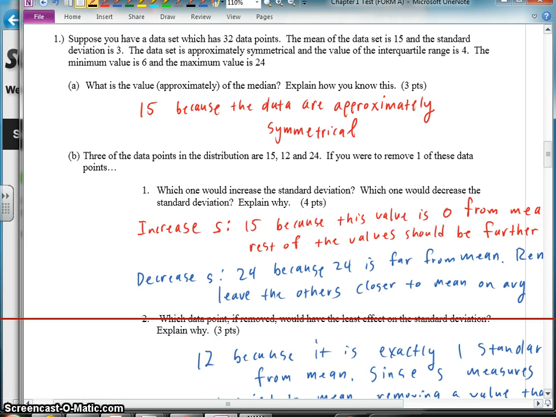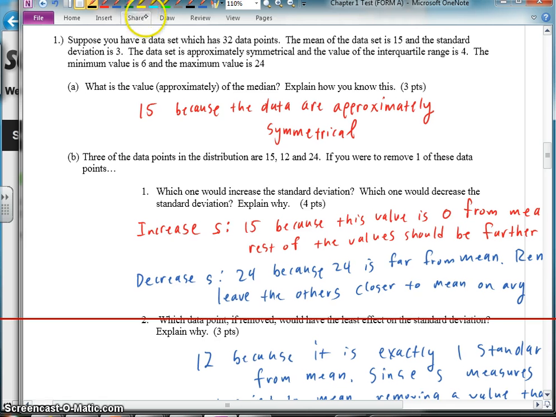Number 1 is talking about a problem in which they give you the mean of 15. They give you the standard deviation. They say that we're approximately symmetrical. They give the IQR and some other information. So what is the value of the median?